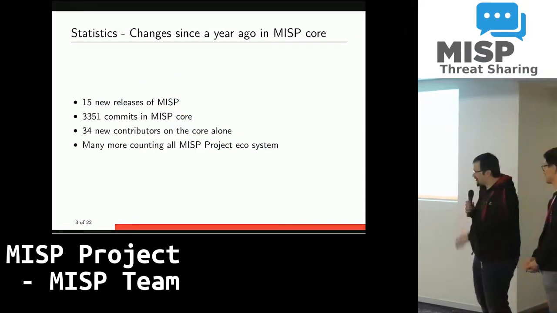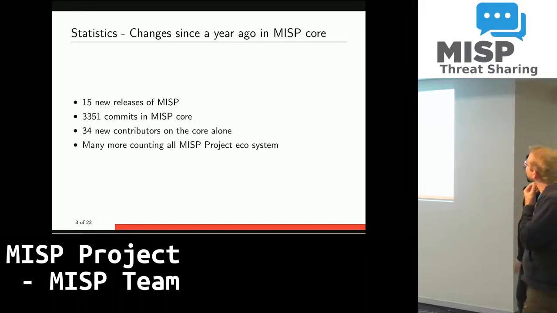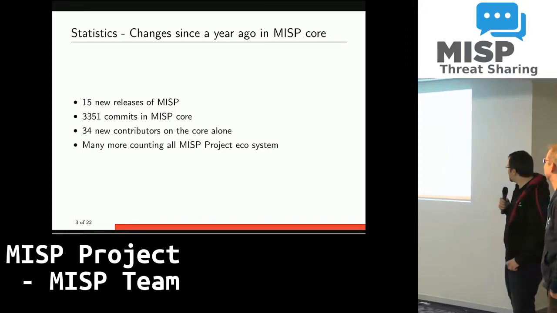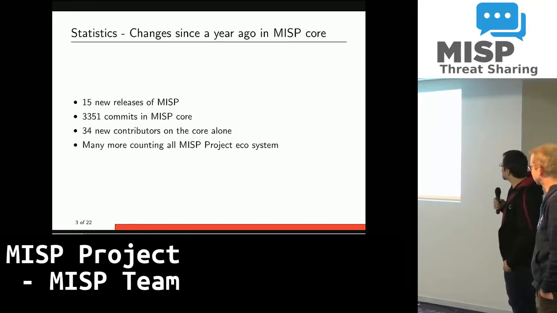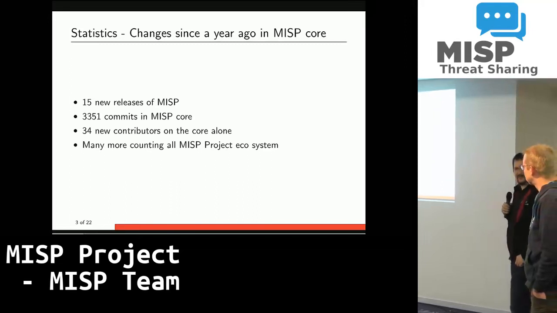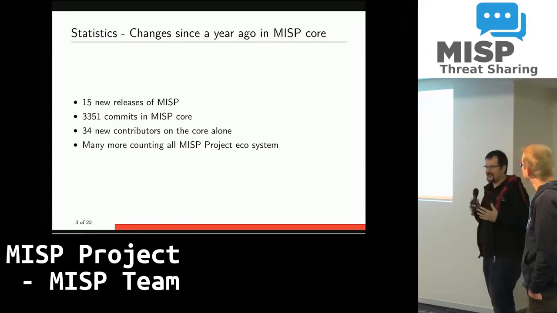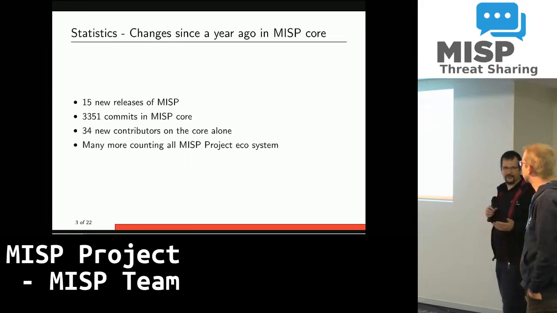So, right, a little bit of statistics about what has been going on in the MISP core, at least over the past year. If you've been following the development of MISP, you're probably going to look at the number of releases here and think it's kind of a low number. So we've changed pace a little bit and we're doing some larger releases less frequently than before. We're down to about one release per month instead of two releases per month.